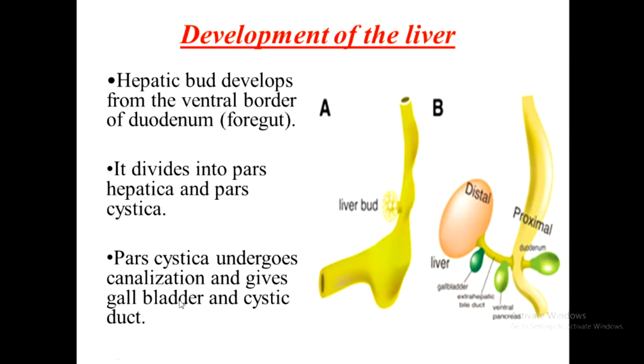We said that some parts have the ability to give origin to another part inside the digestive system, which we call primitive. Look here. The liver itself needs canalization to form the gallbladder.